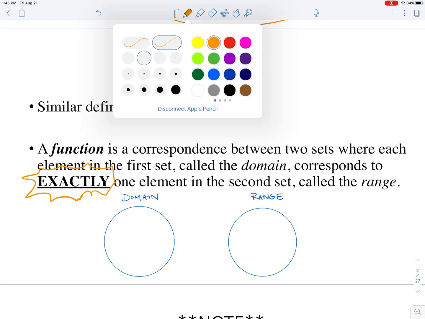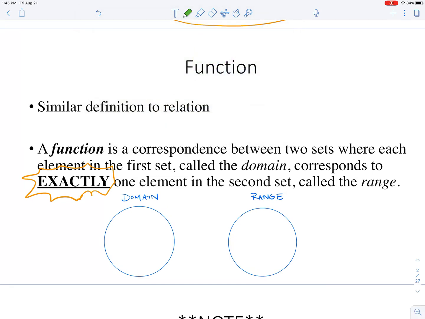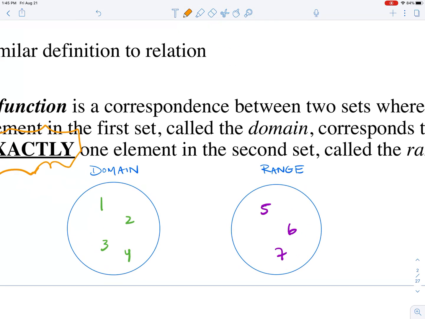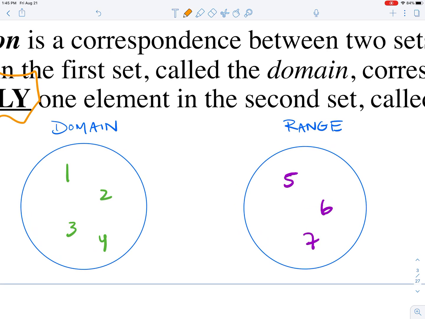So let's use our picture. So let's say we have those same elements. So 1, 2, 3, 4. And then I think I was using purple. I think I used 5, 6, and 7 in my range. Okay, so for this picture to represent a function, each element belonging to the domain must map to exactly one element in the range. Okay, so let's say that 1 still maps to 5, but only 5.